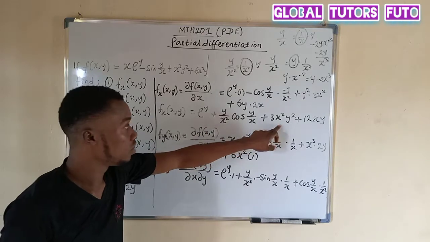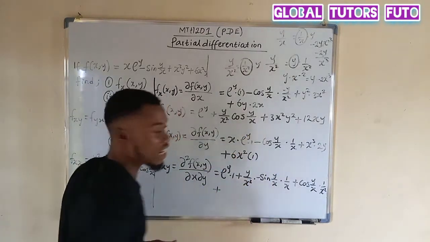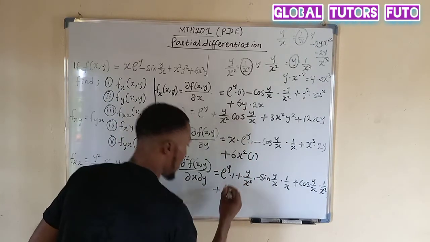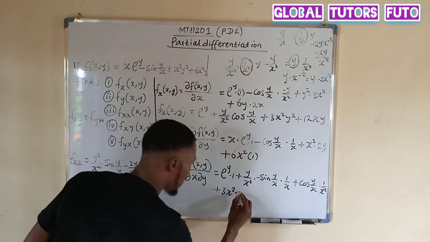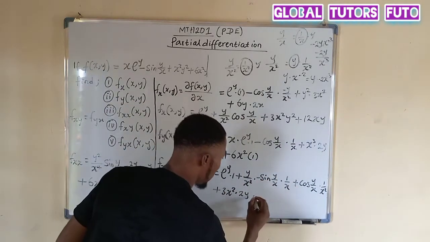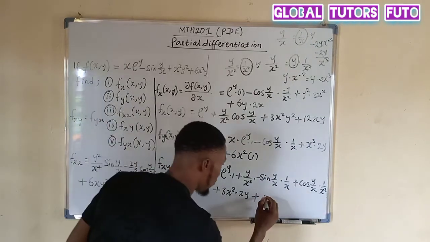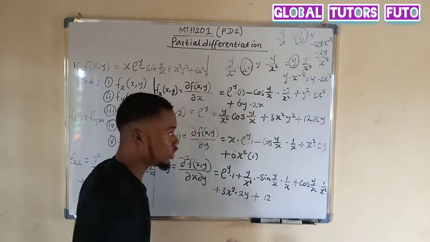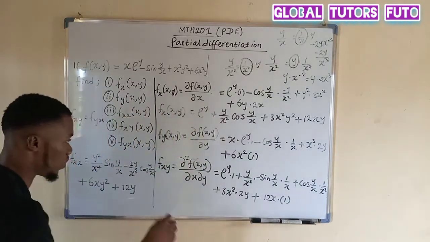Now we are differentiating with respect to y. So plus, since we are working with respect to y, 3x squared is our constant here. When we differentiate y to the second power, we get 2y. Plus, we are working with respect to y, so 12x is our constant. When we differentiate y, we get 1. So let us combine everything we have.